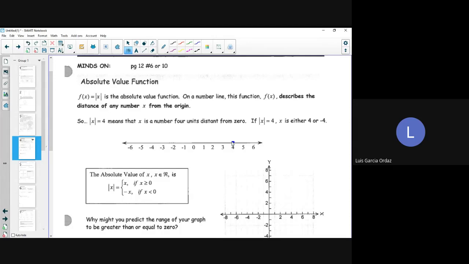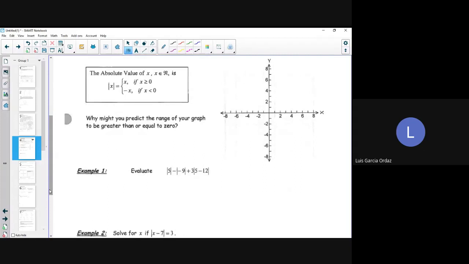So 4 means it's 4 units away from our origin, which is true. And if we take x is negative 4, as you can see, even though it's on the negative side, negative 4 is still 4 spots away from the origin. So regardless, the absolute value of negative 4 and the absolute value of 4 is still positive 4 because it is 4 units from 0.